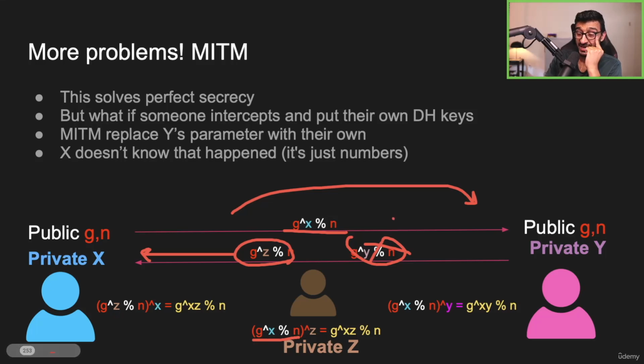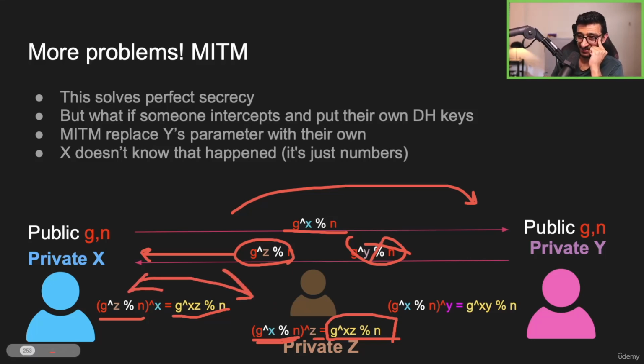So X, thinking that they are talking to Y, gets this instead, and raises it to the power X. Then they get G to the power XZ modulo N, which is the attacker's version of this. And then, of course, the attacker takes this and raises it to the power Z. And what do they have? They have the same thing. So now, we just broke the encryption, right? The attacker was able to break the encryption without actually breaking anything. And that's the problem, because everything is just numbers, right? So how do we solve this?